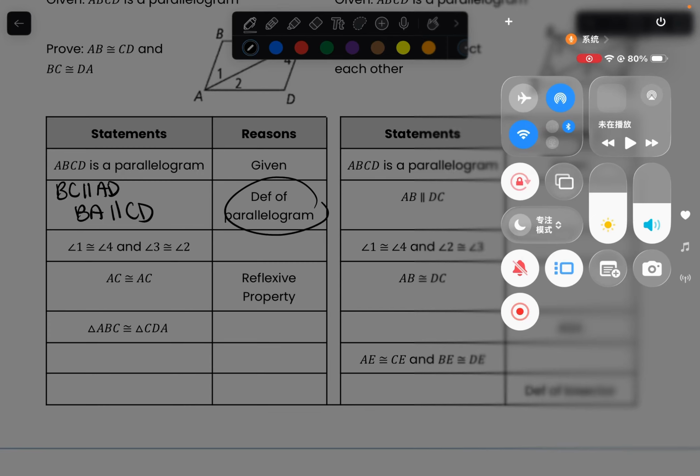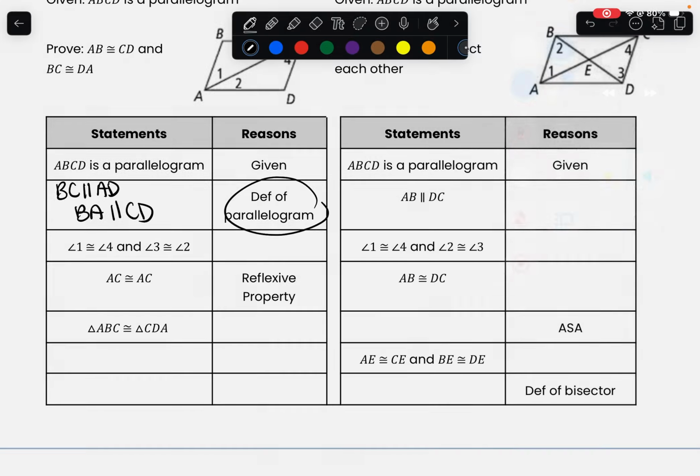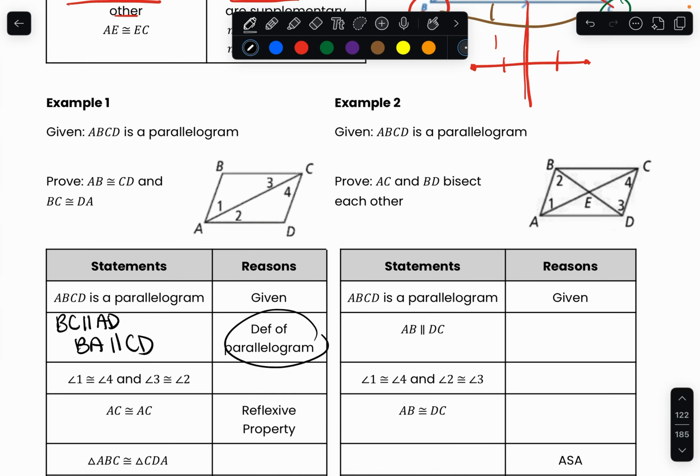Okay guys, so we're going to go ahead and look at example 1. Example 1 says we're given ABCD as a parallelogram, and we're trying to prove that AB is congruent to CD and BC is congruent to DA. Now, we're going to fill out every blank in this proof here.